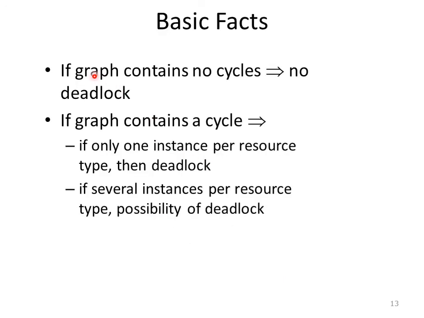So from the previous graph we can come to a conclusion that if the graph contains no cycles, there is no deadlock. If the graph contains a cycle and only one instance per resource type is there, then there is a deadlock. If multiple instances of the resource type exist, then there may be a possibility of deadlock. You may have a deadlock, may not have a deadlock, even though the graph contains the cycle.